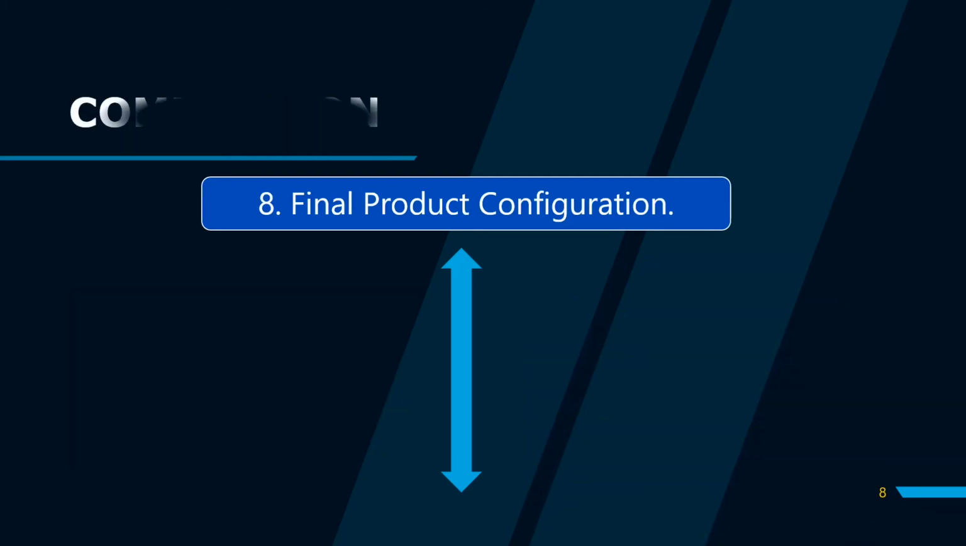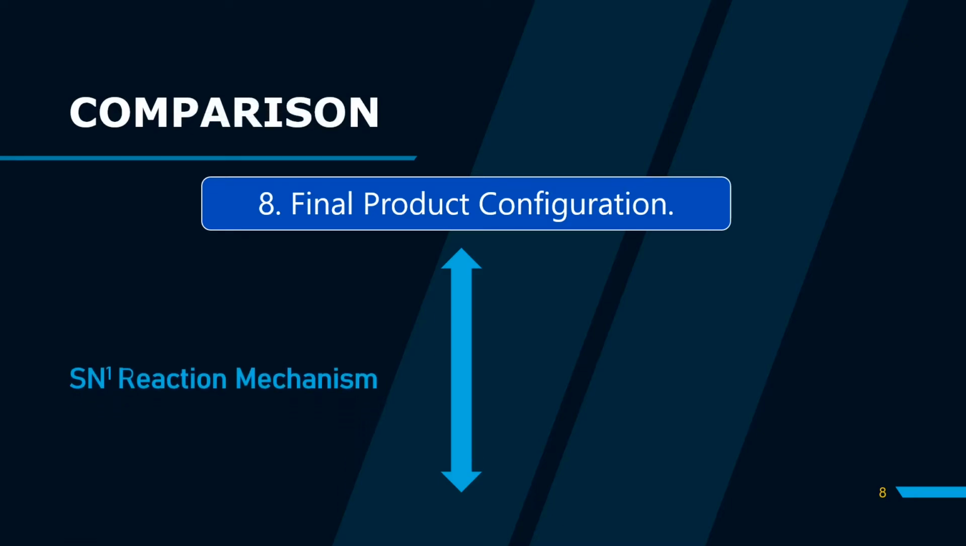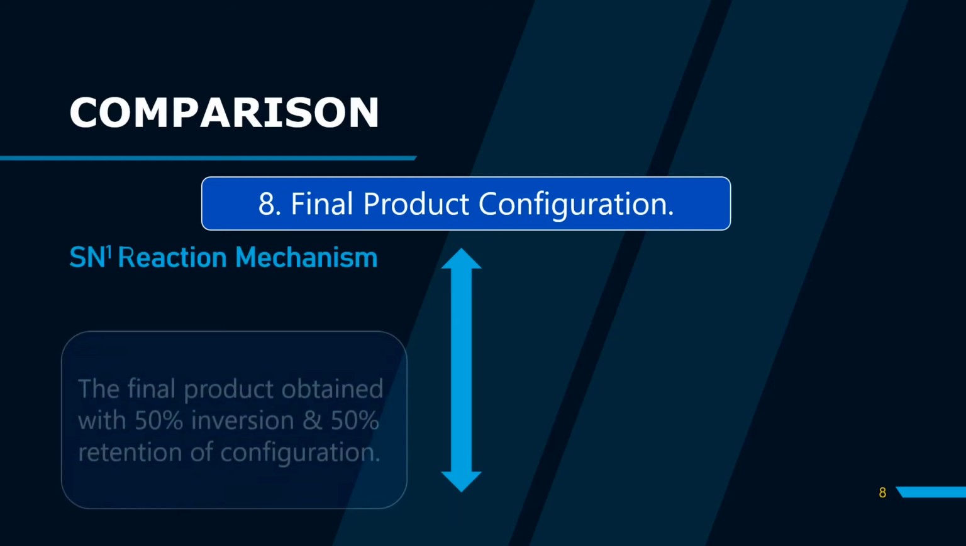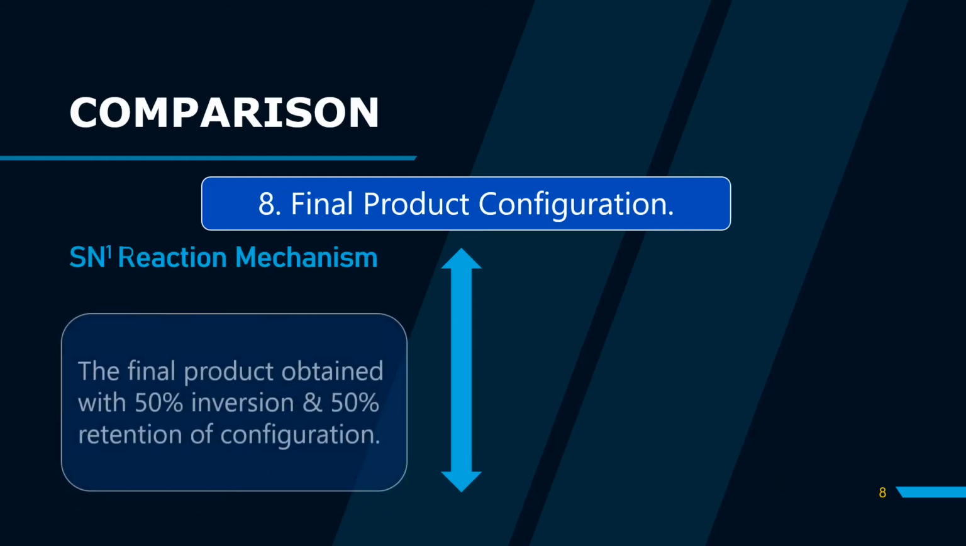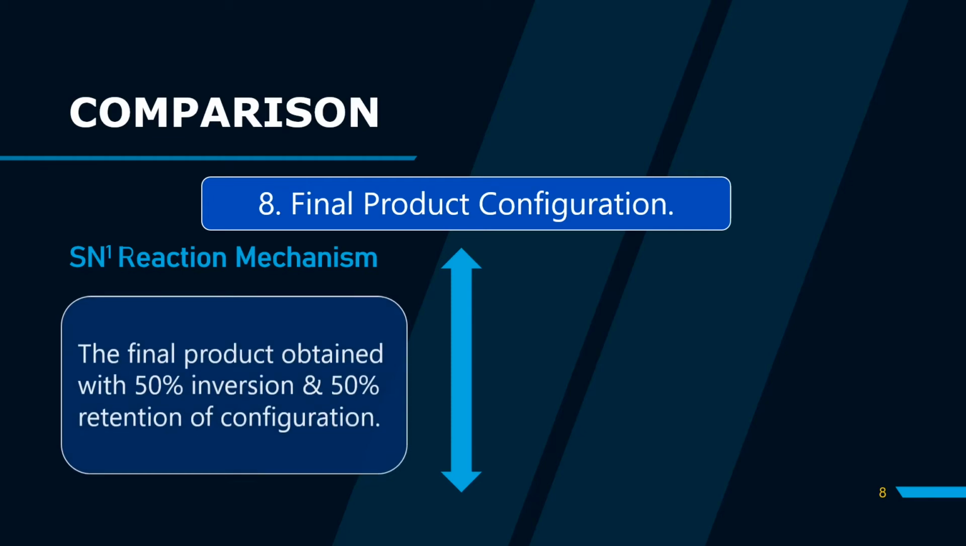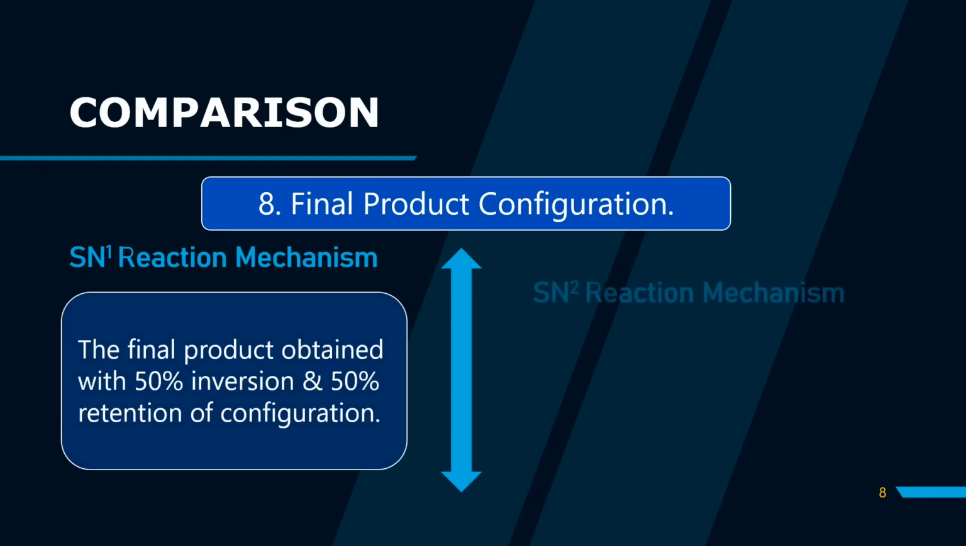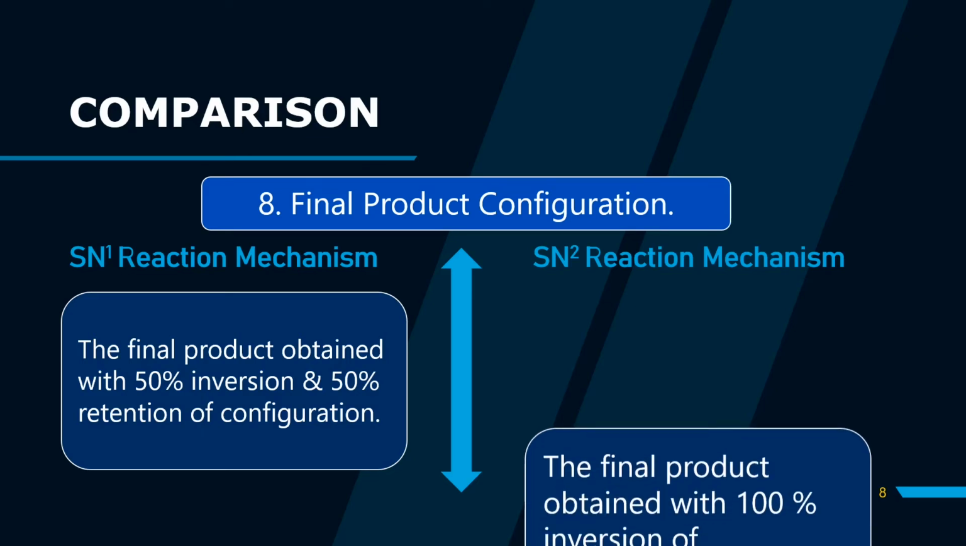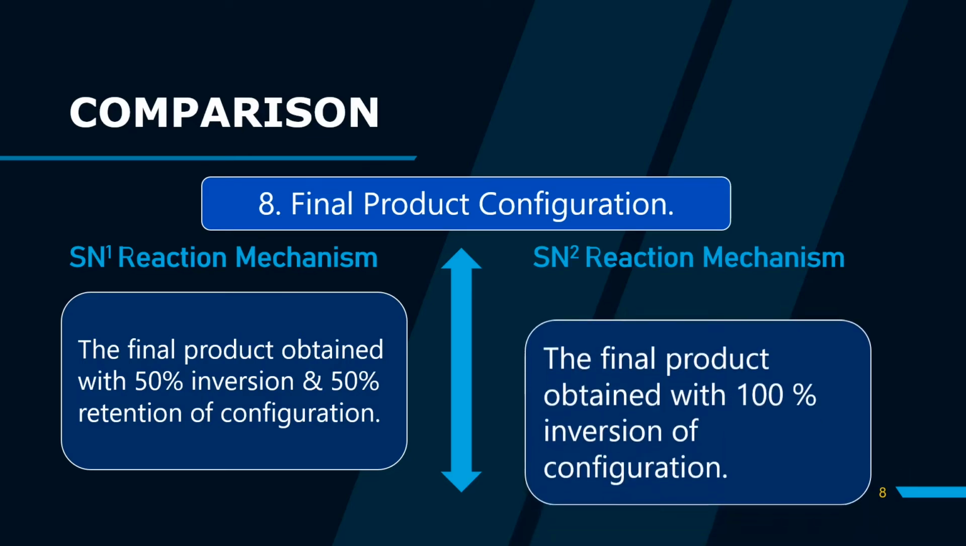Now let us consider the eighth difference on the basis of the configuration of the final product. For the SN1 reaction mechanism, the final product is obtained with 50% inversion and 50% retention of configuration, while for the SN2 reaction mechanism, the final product is obtained with 100% inversion of configuration only.